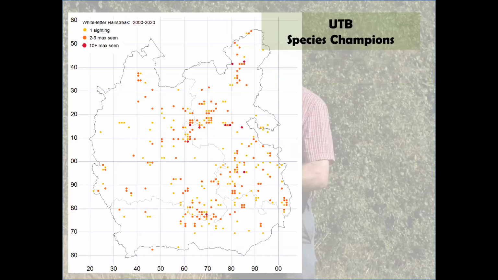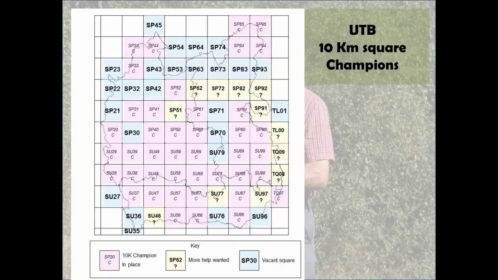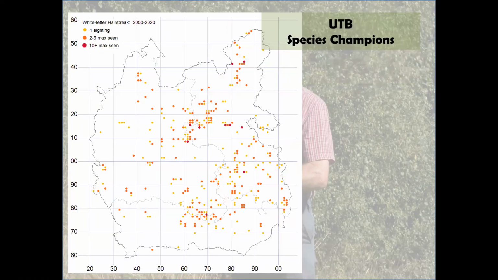And the sort of thing that the 10K species champions get is maps like this, which also go to the species. I think I made a mess of saying that. So the 10K square champions, the people that look after these grids, they get data very similar to the data we send out to the species champions who are looking after records of the rarest species. So this is records for white letter hairstreak, and you'll see the way that they're scattered.